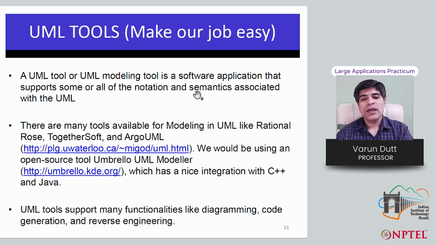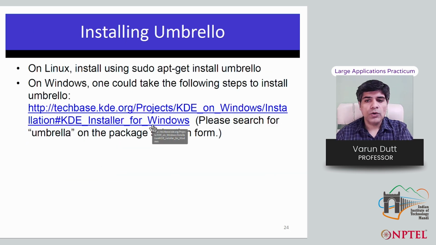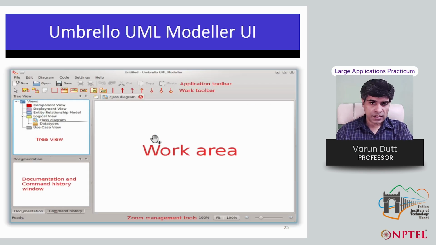We have already seen how to make use of Umbrello, and there are other such tools also available, some of them paid, like Rational Rose, Together Soft, and ArgoUML. Umbrello is an open source tool which has nice integration with C++ and Java, including Python and other programming languages. Here we are looking at Umbrello. You have already seen we can download Umbrello from this link in my previous lecture, and this is how the interface of Umbrello looks. You have the tree view, the documentation window, and the work area.